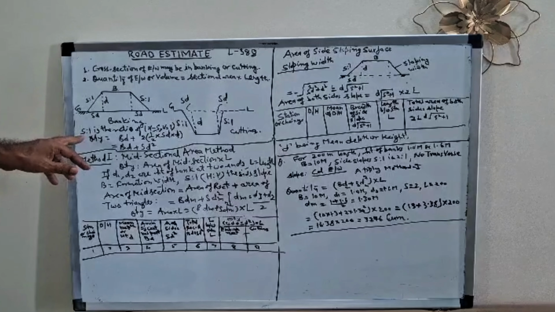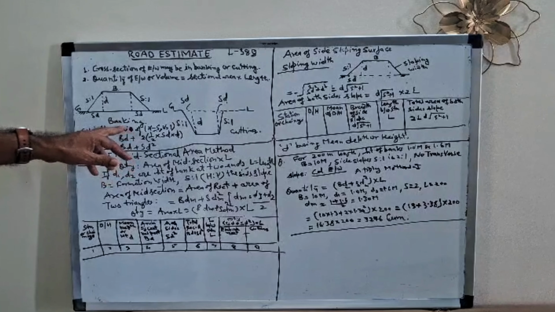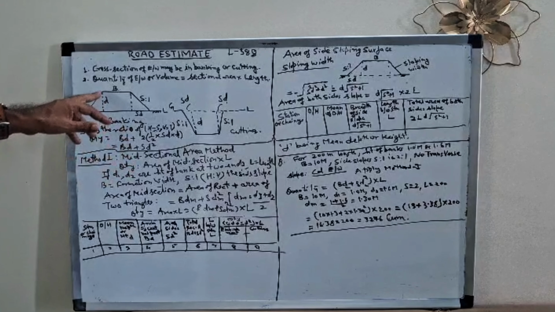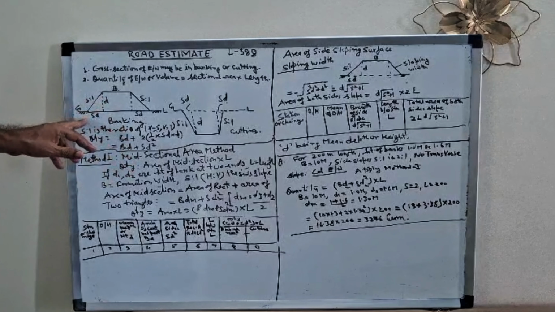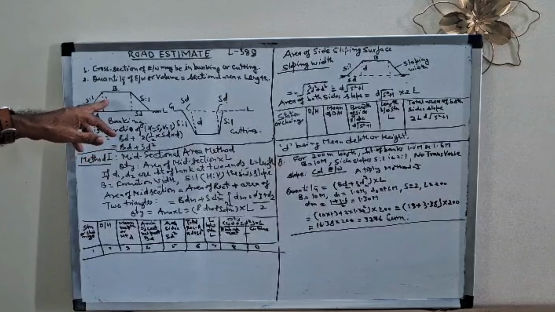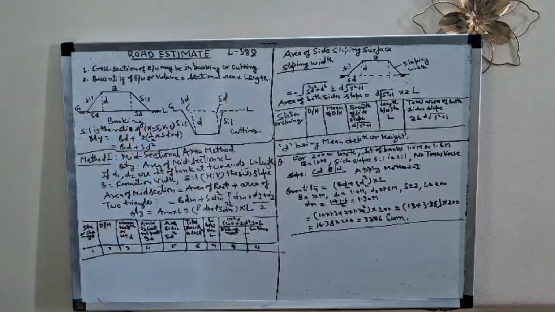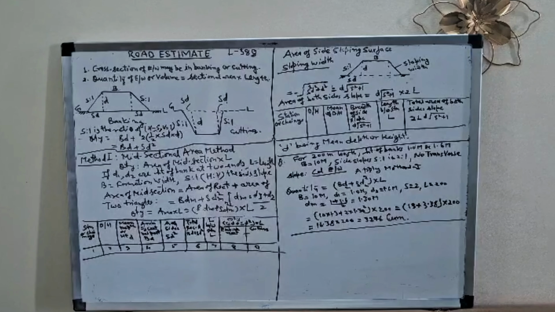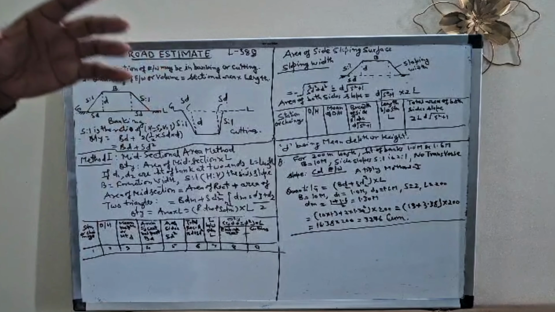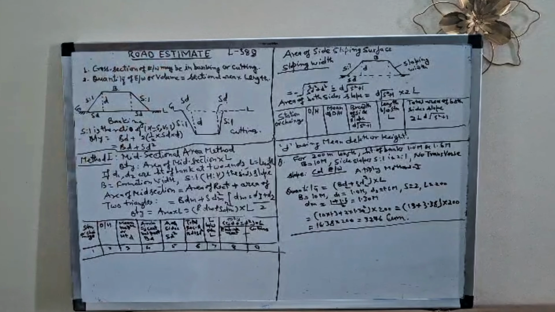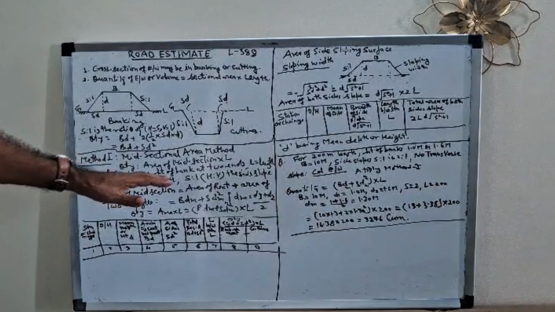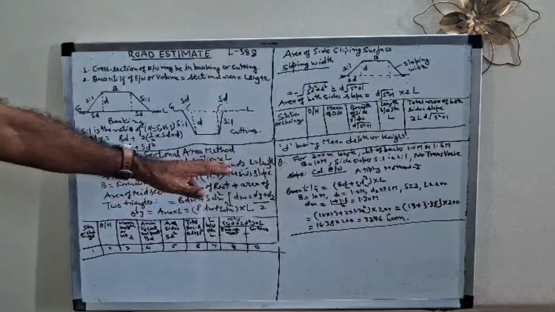So the area is BD, plus the area of this triangle, 1 by 2 D into SD, multiplied by 2. So this is SD into D. So the area is BD plus SD square simply. And if you multiply by the length, you will get the earthwork excavation for that length, that portion of the road. So the first method we call the mid-sectional area method. Quantity is the area of mid-section multiplied by L.